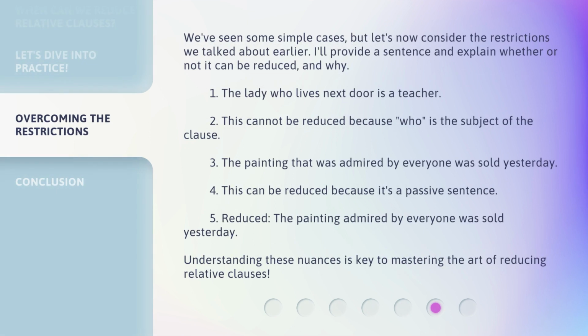We've seen some simple cases, but let's now consider the restrictions we talked about earlier. I'll provide a sentence and explain whether or not it can be reduced, and why. 1. The lady who lives next door is a teacher. 2. This cannot be reduced because "who" is the subject of the clause. 3. The painting that was admired by everyone was sold yesterday. 4. This can be reduced because it's a passive sentence. 5. Reduced: The painting admired by everyone was sold yesterday. Understanding these nuances is key to mastering the art of reducing relative clauses.